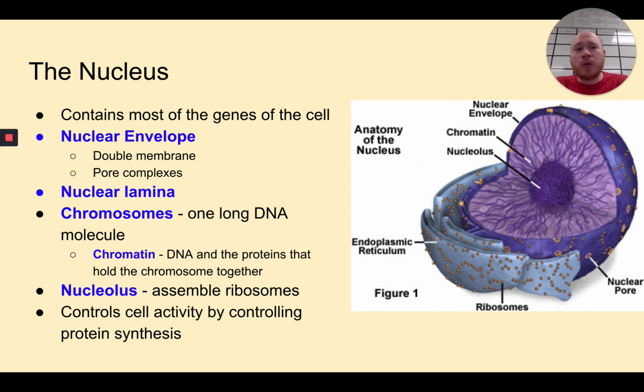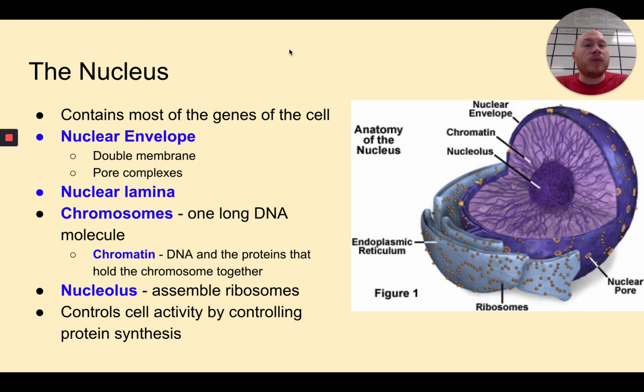The nucleolus is a small interior part of the nucleus that helps assemble ribosomes. And we like to think of the nucleus as controlling the cell activity simply by controlling the protein synthesis. It controls which parts of the DNA get read and transcribed into mRNA. So the nucleus controls the cell by controlling how and when proteins are made. So be aware of that. We always talk about it like middle school, like, oh, the nucleus controls the cell. Well, this is how it does it.